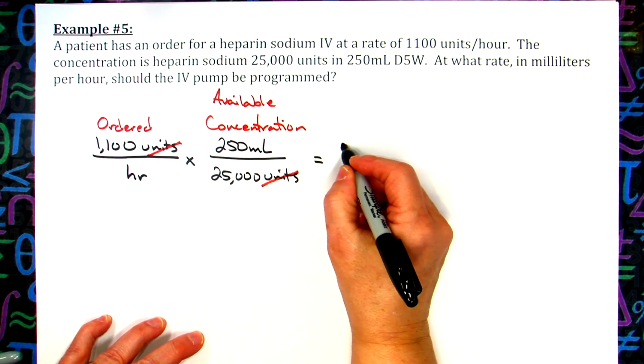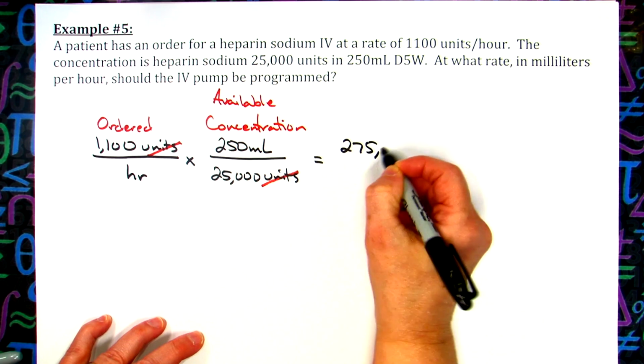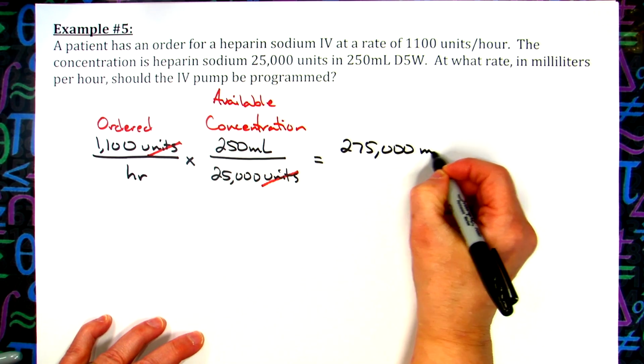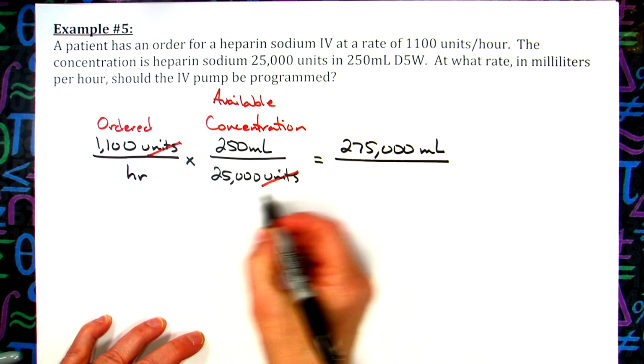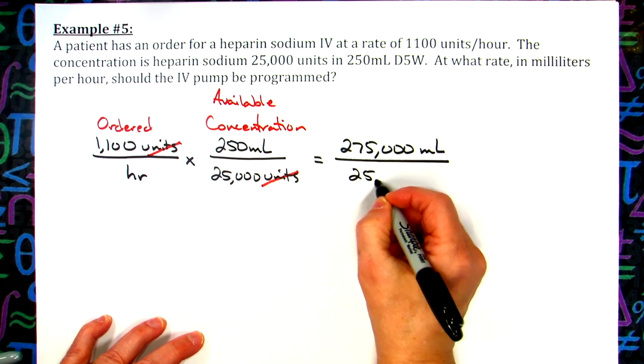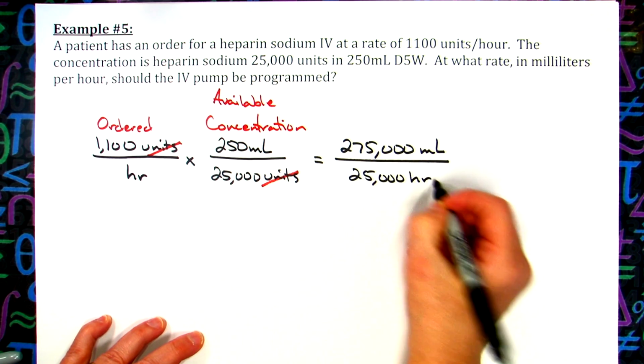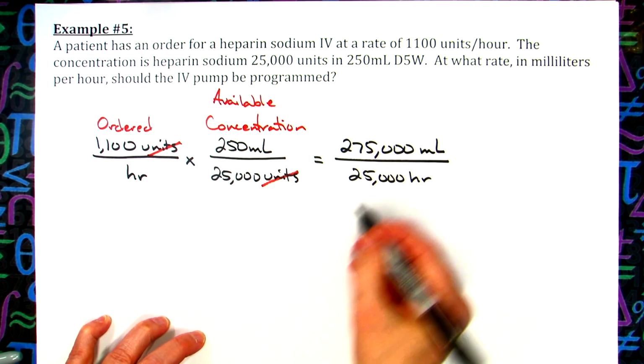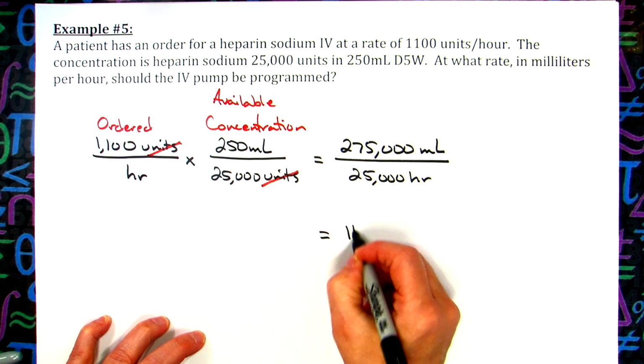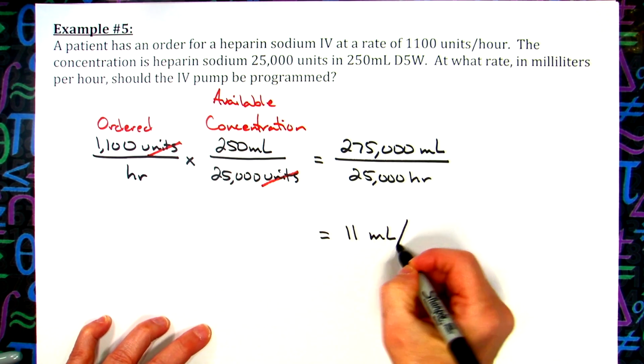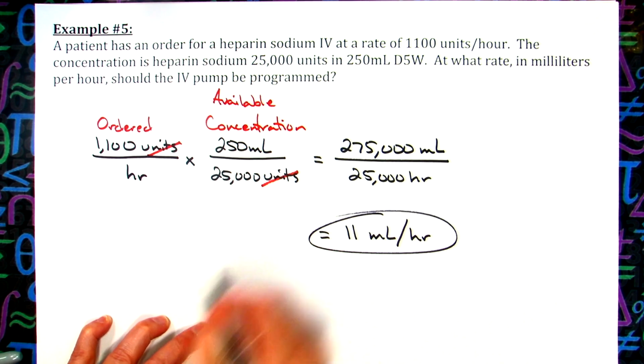So when I go across the top, I'll have 275,000, and it'll be milliliters there on top. I'll just have the 25,000 on the bottom, which is hours. We'll go ahead and use the calculator, divide those two things out. We will get 11 milliliters per hour.